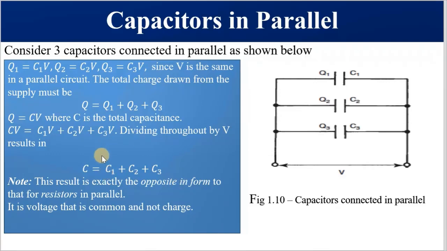Hence, this is the same as we do when finding equivalent resistance of resistors connected in series. Resistors in series, R1 plus R2 plus R3. Capacitors in parallel, C1 plus C2 plus C3. Hence the statement: this result is exactly the opposite in form to that for resistors in parallel. It is voltage that is common and not charge.